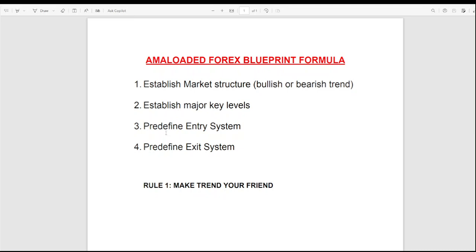The third one is to predefine our entry systems, the reason why we want to enter this trade, why we want to buy or sell. The last on the list is to predefine our exit system. Remember, our rule says we must make trend our friend.